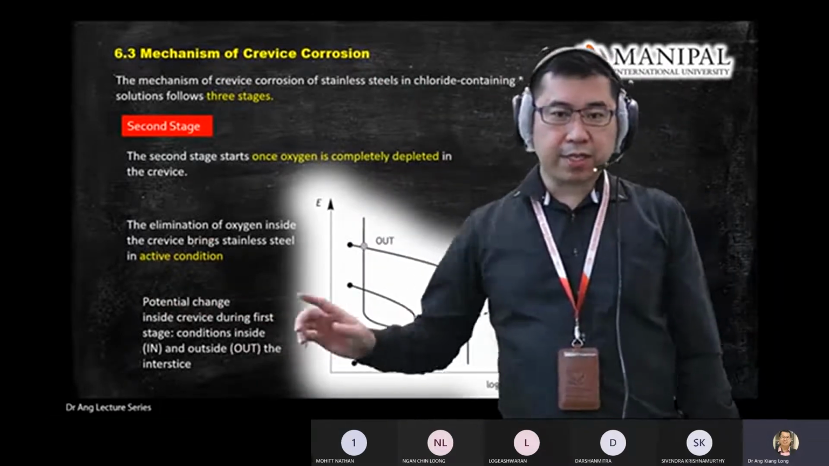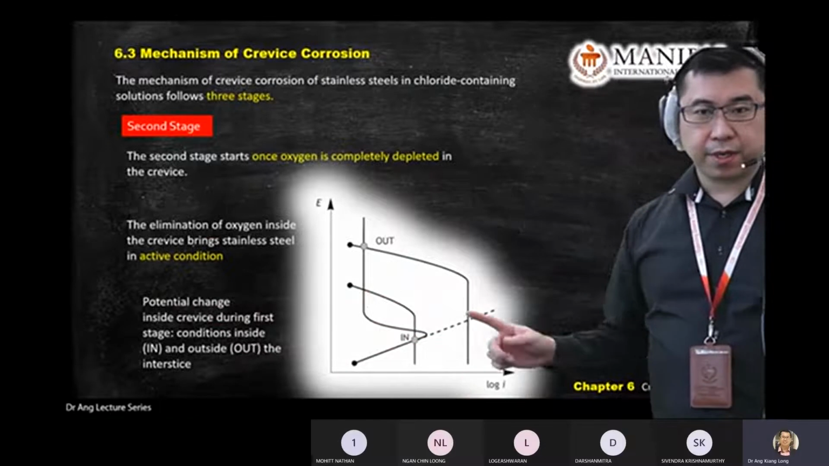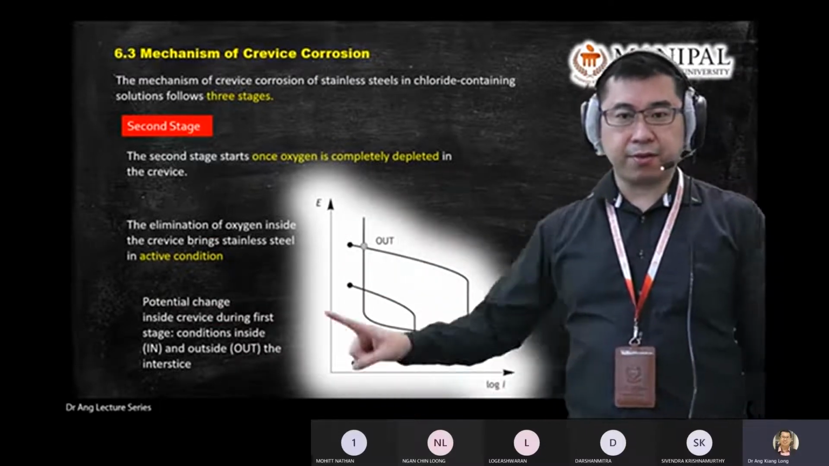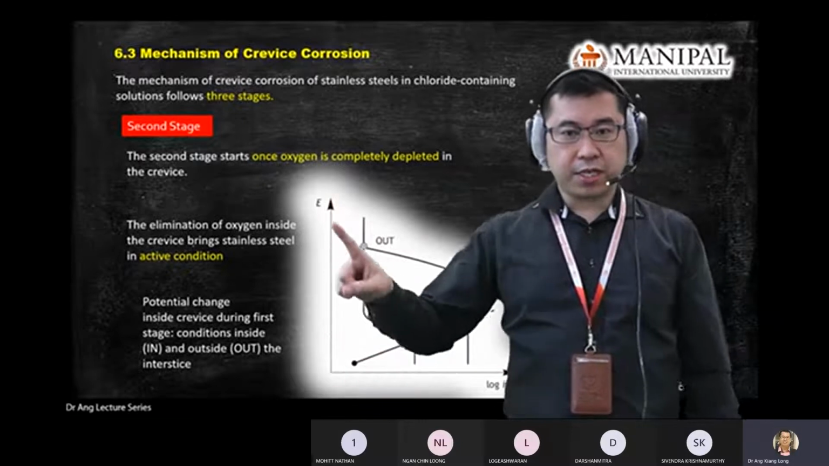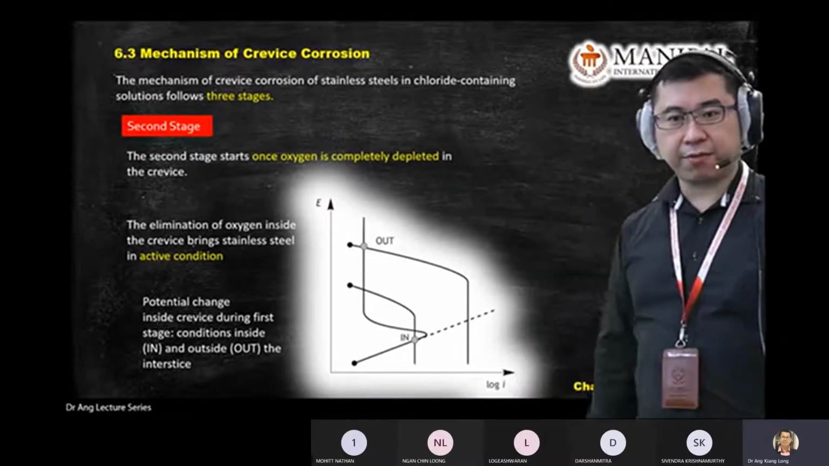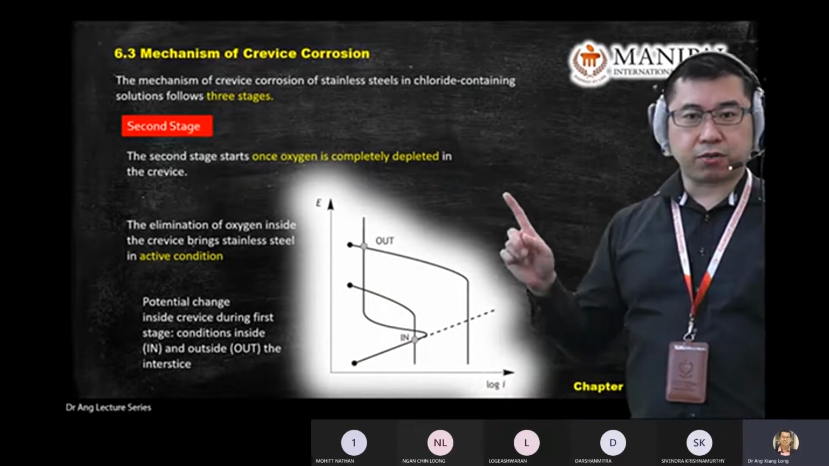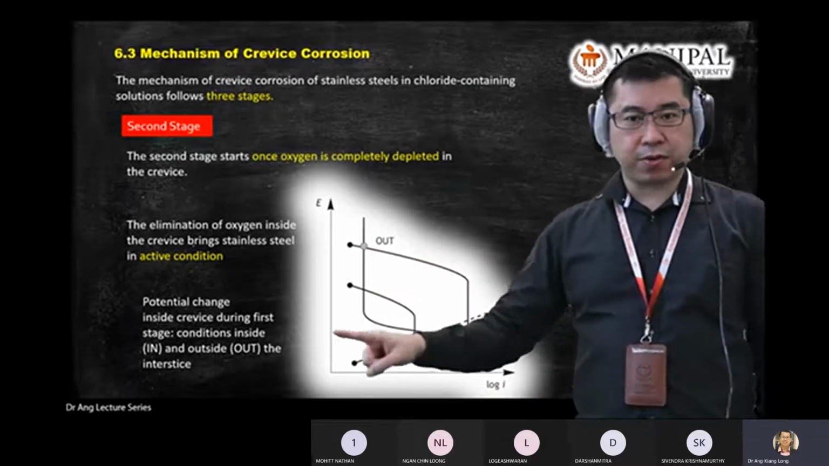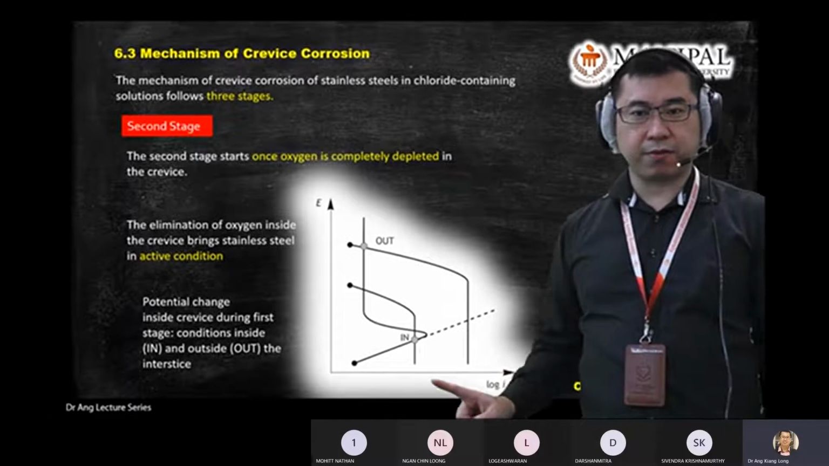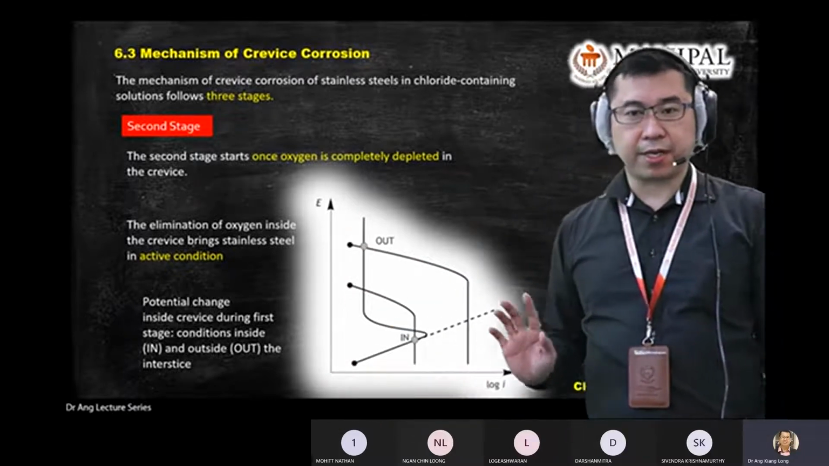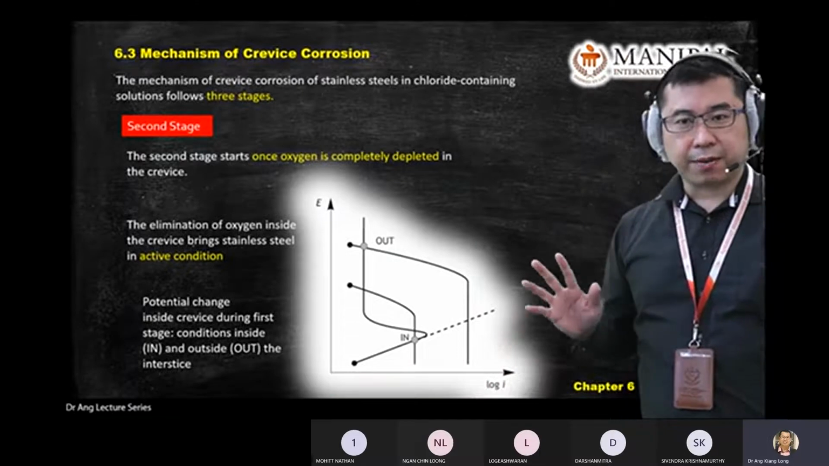So you can see on this graph. This graph is an Evans diagram, so you should be familiar by now. The potential E versus log I graph, you should be very familiar now. If not, you have to go back to the previous lecture video and listen to the lecture again. This you should be very familiar with, and it's important for your coming test and exam.